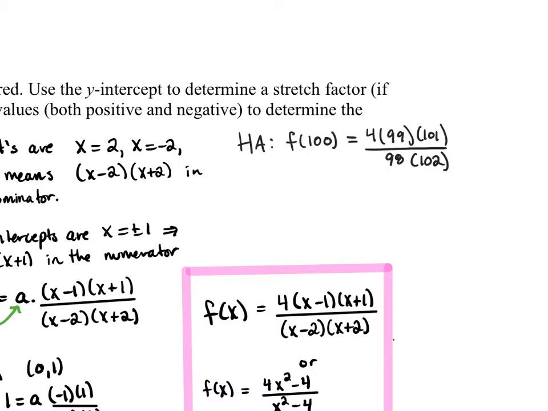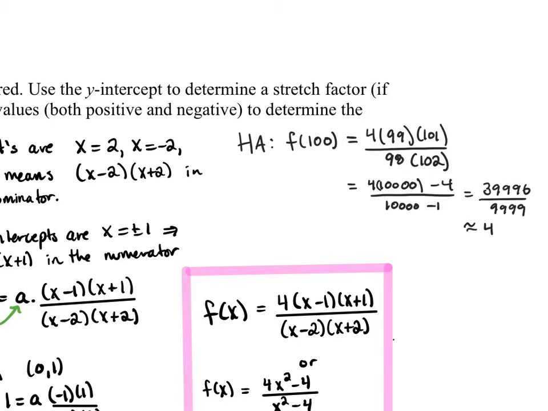It probably would have actually been easier to evaluate this in the standard form, because then I would have just had 4 times 10,000 minus 4 all over 10,000 subtract 1. So 40,000 subtract 4, and then 10,000 minus 1, 9,999. Now you can see that that's pretty darn close to 40,000 divided by 10,000. It's pretty close to 4. It's a little bit less than 4.